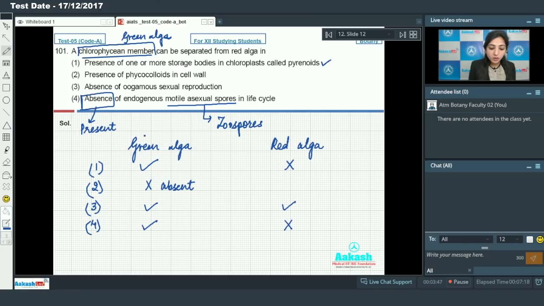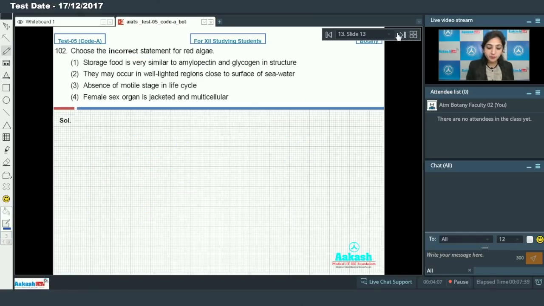So you can differentiate green alga from the red alga on the basis of presence of one or more storage bodies in the chloroplast called pyrenoids. So by this, answer to this question is option number 1. Moving on to the next question, that is question number 102.